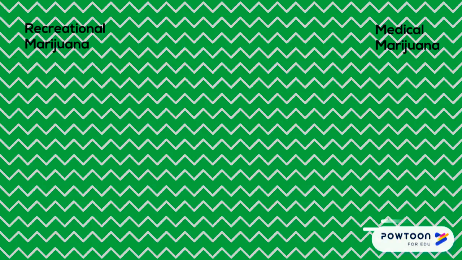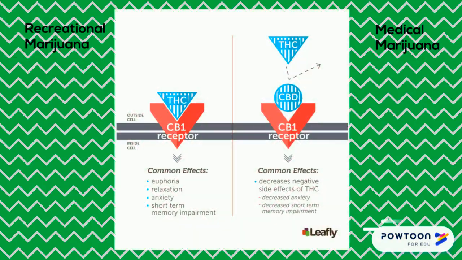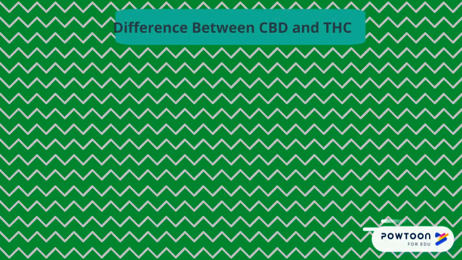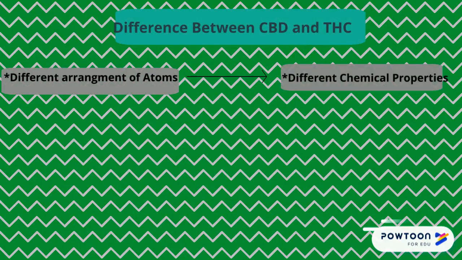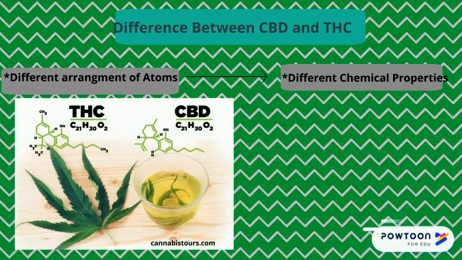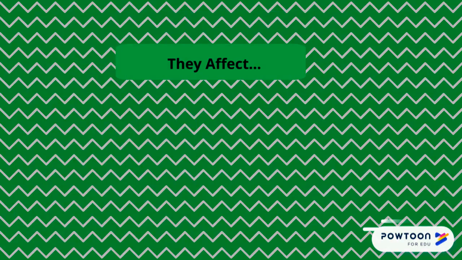THC works by binding with receptors, mostly in the brain, that control pain and mood. That's why THC can make you feel euphoric. CBD doesn't cause that feeling, but instead it works with other elements in the body linked to the feeling of well-being. CBD and THC have the same chemical formula, but the difference lies in the way the atoms are arranged. That gives CBD and THC different chemical properties that can affect the body differently.